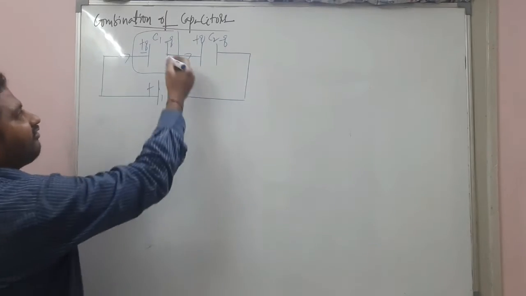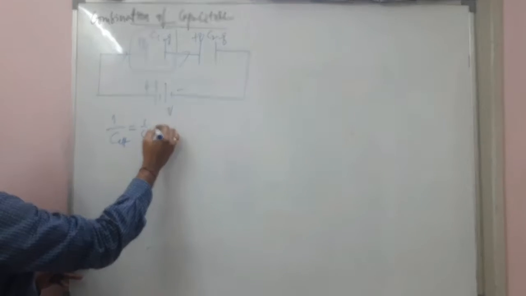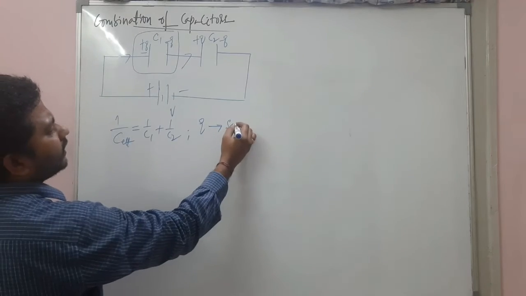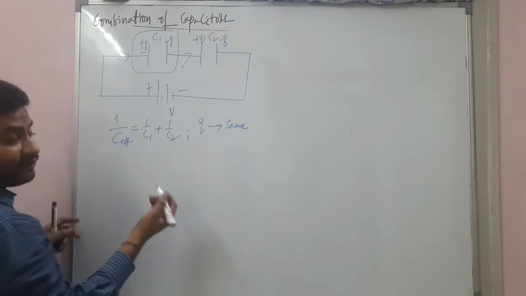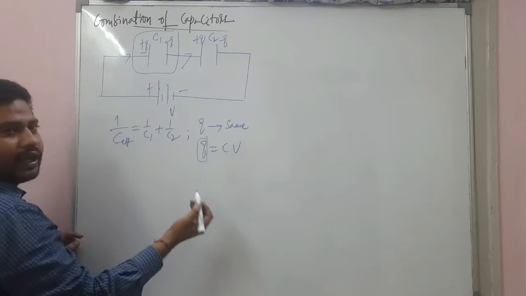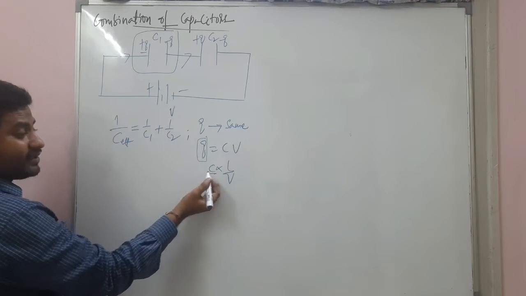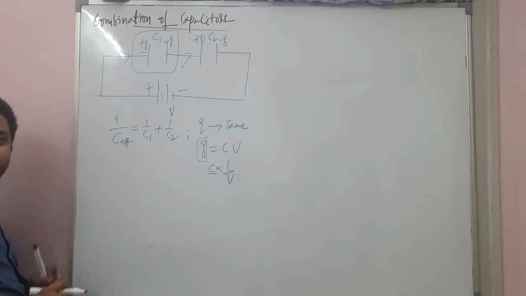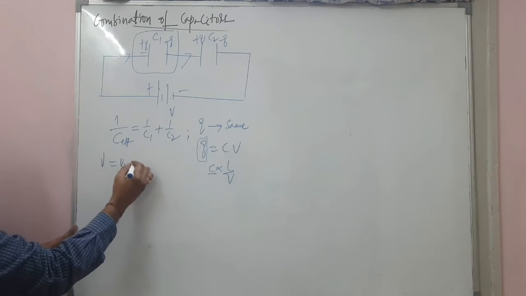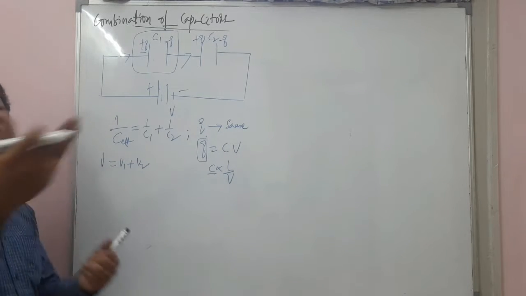So here, the effective capacitance in series combination: 1 by C effective is equal to 1 by C1 plus 1 by C2. And the charge will be the same, so I'm writing Q is same here. When Q is same, Q is equal to CV, as we have just done. Clear? So when Q is same, C is inversely proportional to V. More is the capacitance, less is the potential drop across it. Here also there is a potential, here also there is a potential. And this V is equal to V1 plus V2. And everything else is exactly like the resistors.